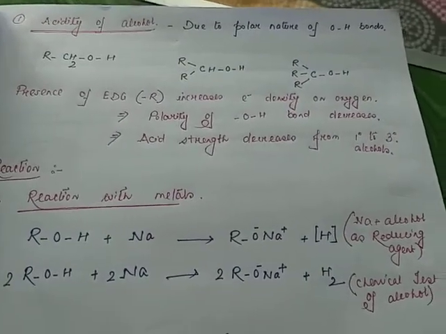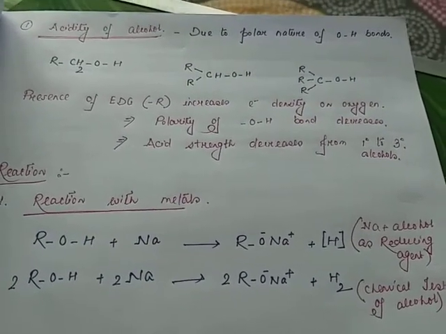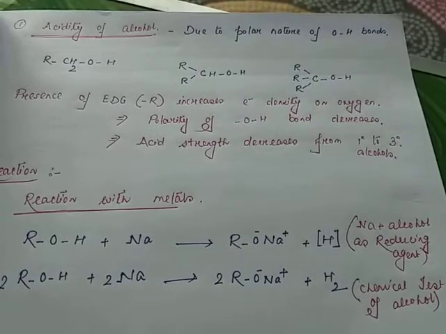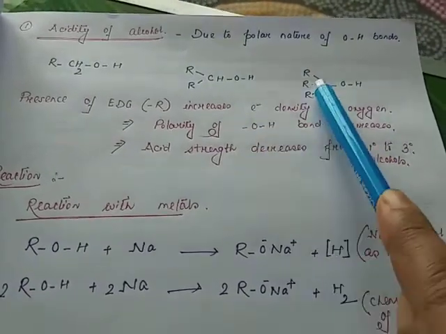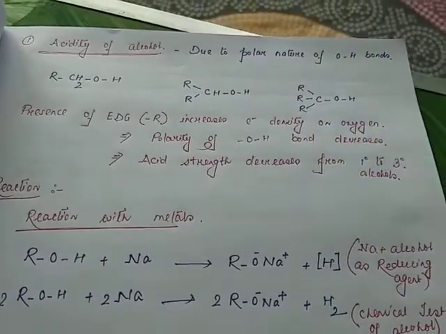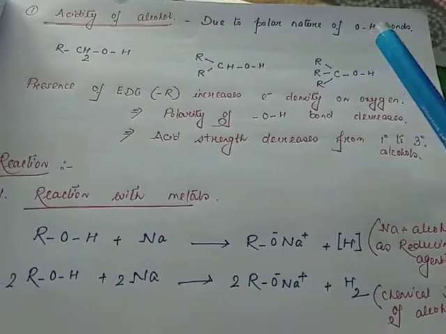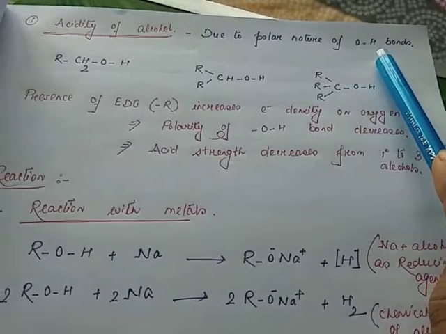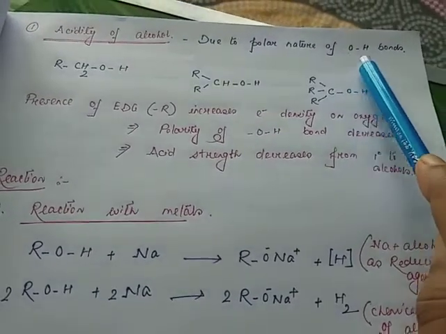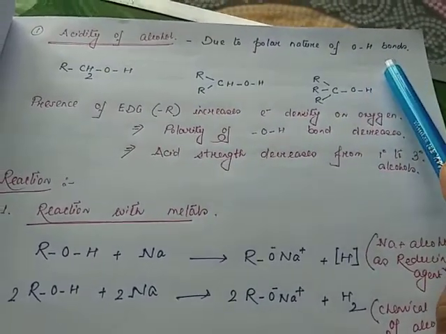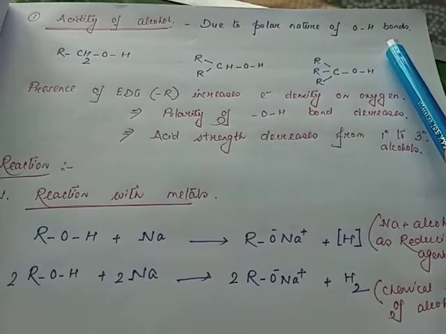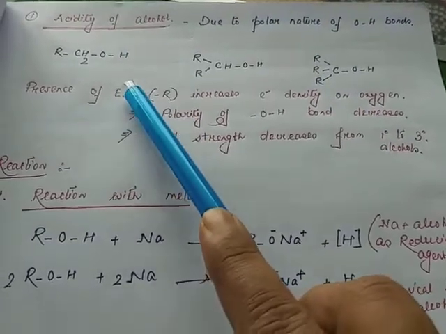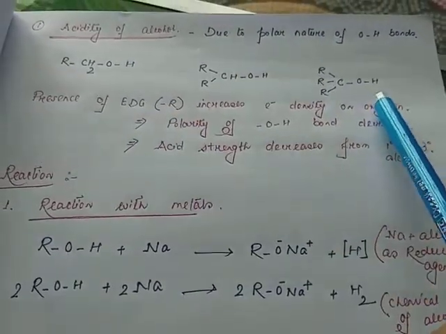First reaction, acidity of alcohol. This acidity of alcohol is due to the polar nature of the OH bond. Any factor that will facilitate the splitting of the OH bond or the polarity of the OH bond will enhance the acidity of alcohol. Let's consider the primary, secondary and tertiary alcohols.